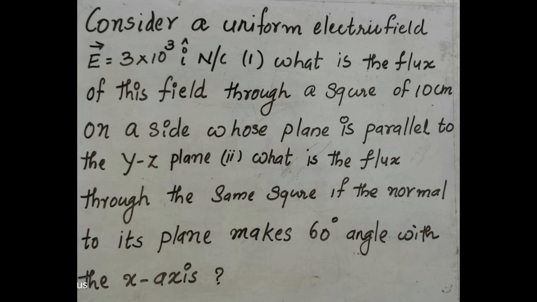I will read the question again. Consider a uniform electric field, capital E is equal to 3 into 10 raised to 3 i cap Newton per Coulomb. First question, A part: what is the flux of this field through a square of 10 centimeter on a side whose plane is parallel to the YZ plane? Second question, that's B part: what is the flux through the same square if the normal to its plane makes a 60-degree angle with the x-axis? So this is the question.